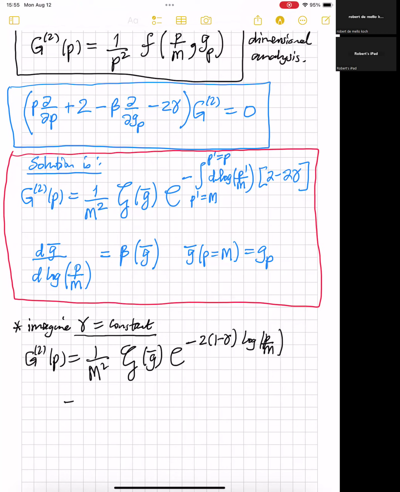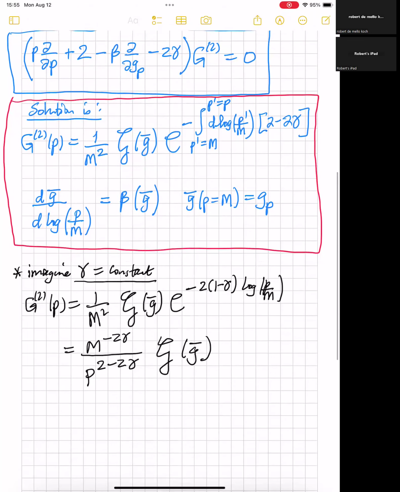Okay. So now, of course, we've got e to the minus 2 times 1 minus gamma times the log p over m. Well, we can take this 2 times 1 minus gamma and raise p over m to that power. And then e to the log of anything is that thing. Plug it in, just use rules of logs. I'm not doing anything sophisticated at all. And what you get is m to the minus 2 gamma. The 1 over m squared has cancelled. And then we've got p to the 2 minus 2 gamma. And we've still got curly G of G bar. So this is what G2 of P looks like.